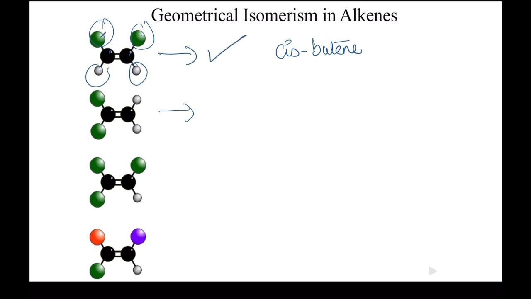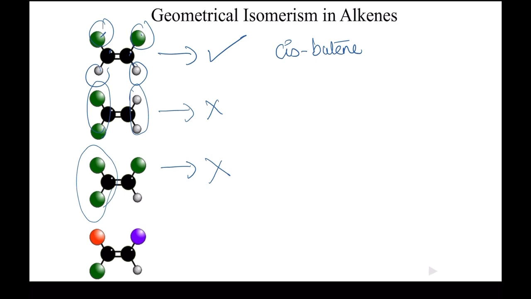Is the second one a geometrical isomer? No, because when you have groups on the same side, attached to the same carbon, you cannot have a geometrical isomer in that case. All right, let's look at the next one. Do we have a geometrical isomer here? No as well, because you have two groups that are the same on one side. So this is a no as well.